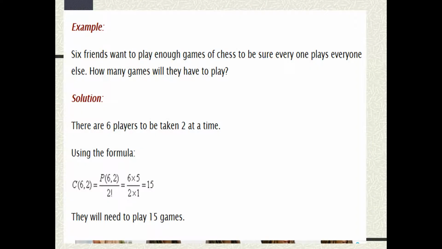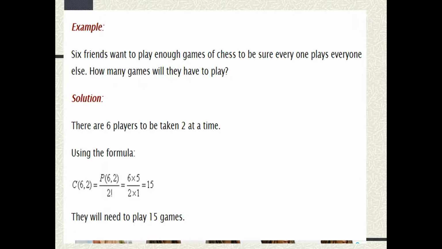Okay. 6 friends want to play enough games of chess to be sure that everyone plays everyone else, right? There are total 6 friends, and they are interested to play as many games of chess as possible in a manner that each friend plays against each of the remaining friends. So how many games will they have to play?